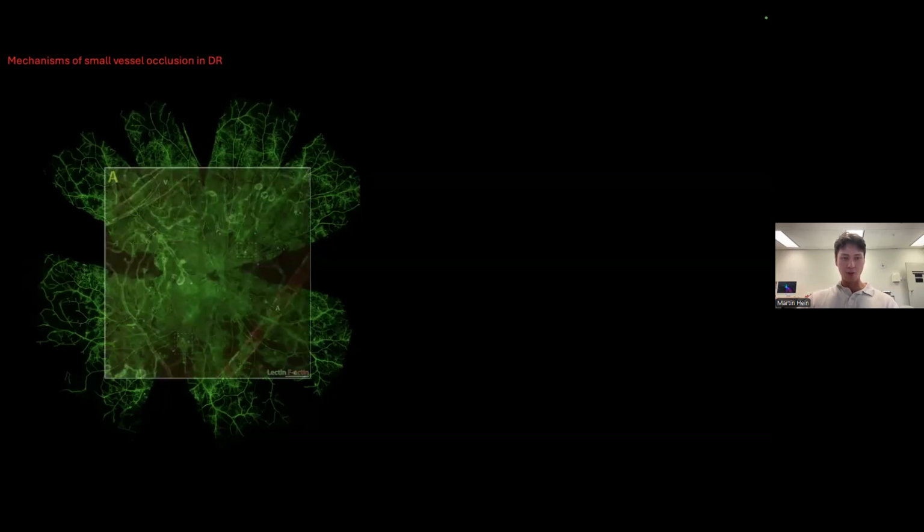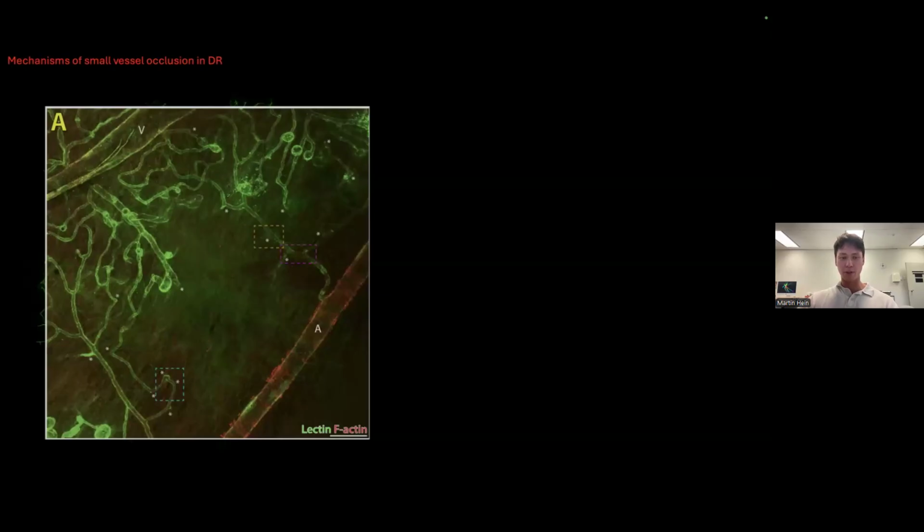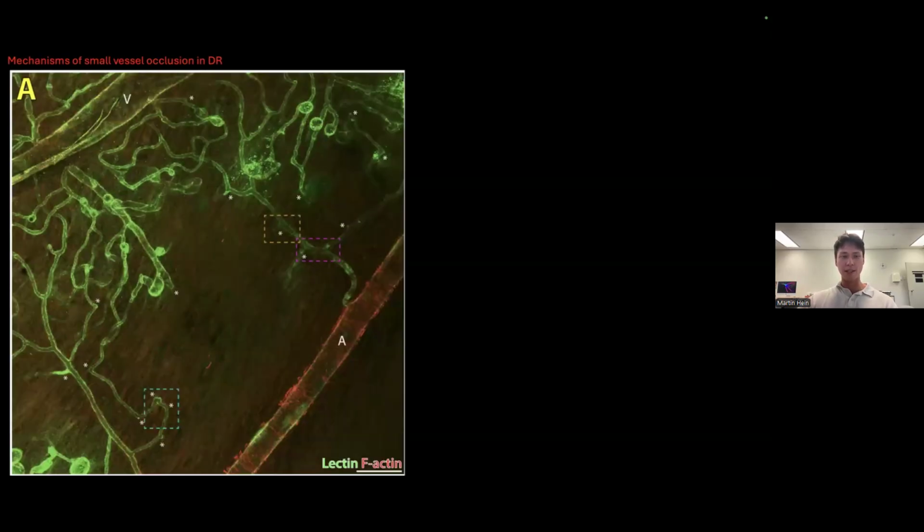So this is another ischemic eye that you can see. There's a lot of peripheral ischemia there, but this posterior pole is somewhat preserved. If you zoom into one of these areas of peripheral ischemia, you can actually see there's a vein and an artery bordering the upper left and lower right corners of the image. There's a lot of loss of capillaries, primarily on the arterial side.